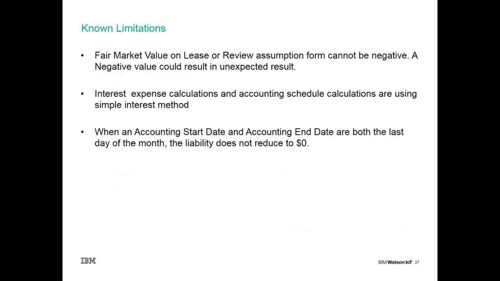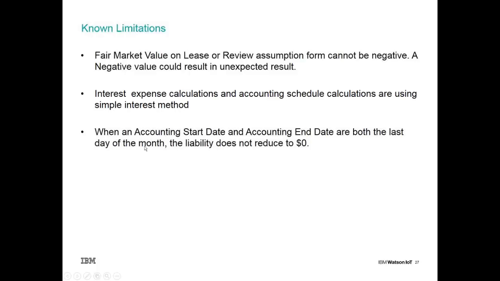And next there are a few known limitations that we are also bringing into this release, and they were there in earlier releases as well, but just to keep in mind the known limitations while you're working through the system. So the fair market value on lease or review assumption form cannot be negative. A negative value could result in unexpected results. So be careful about that. And the interest expense calculation and accounting schedule calculations are using the simple interest method. So that's a key important thing to keep in mind. Those are the limitations today.